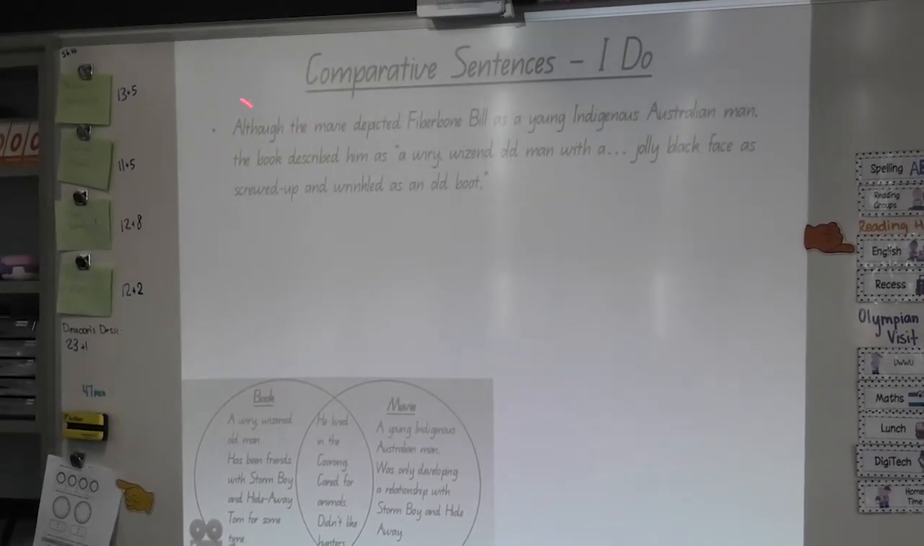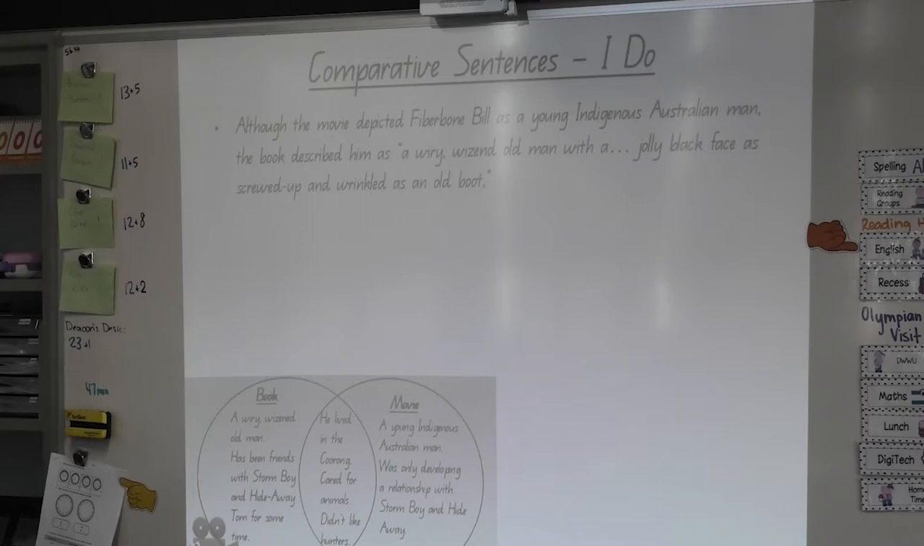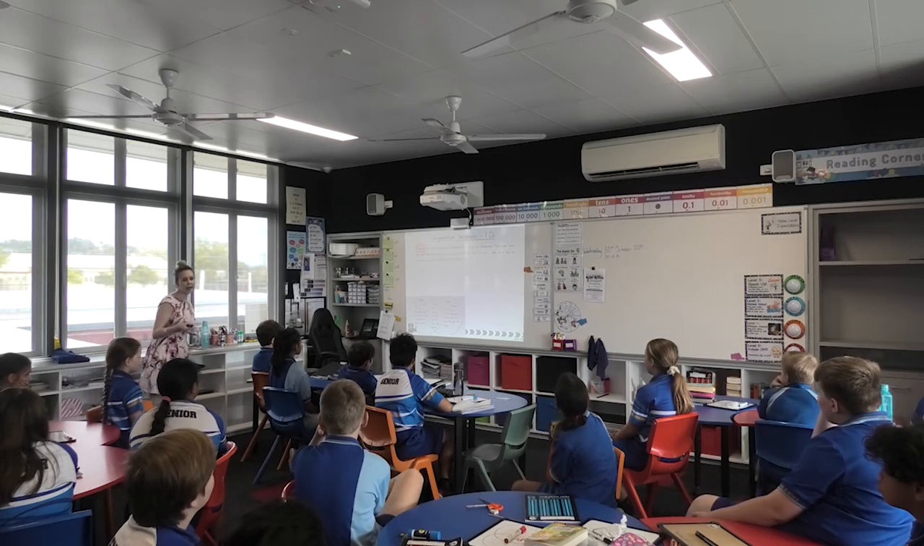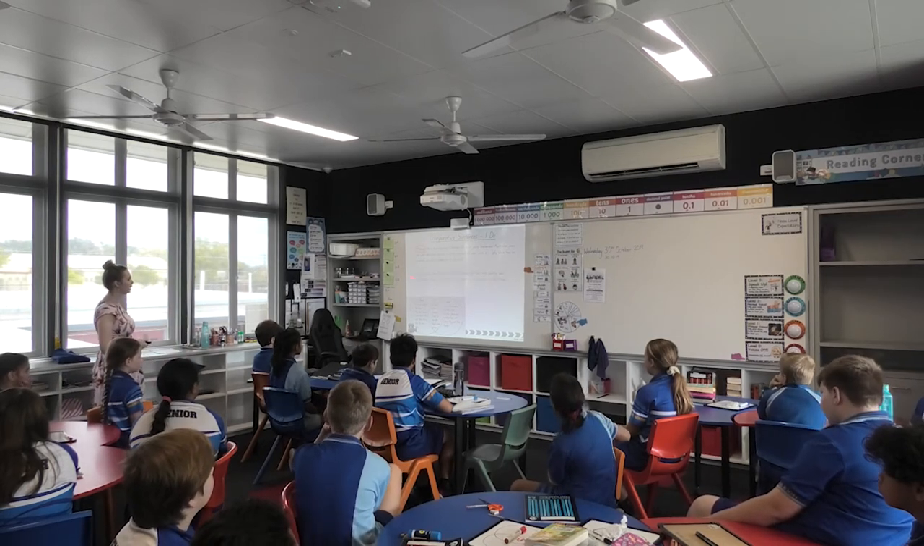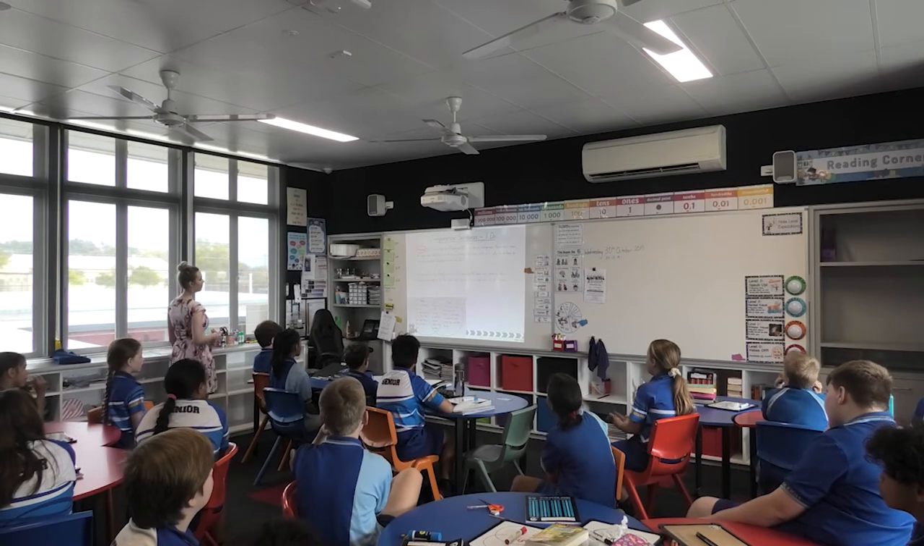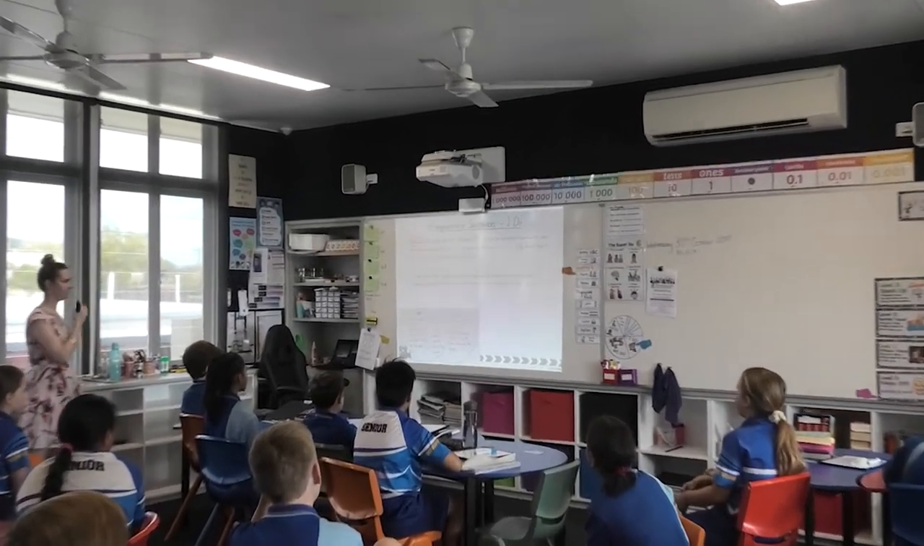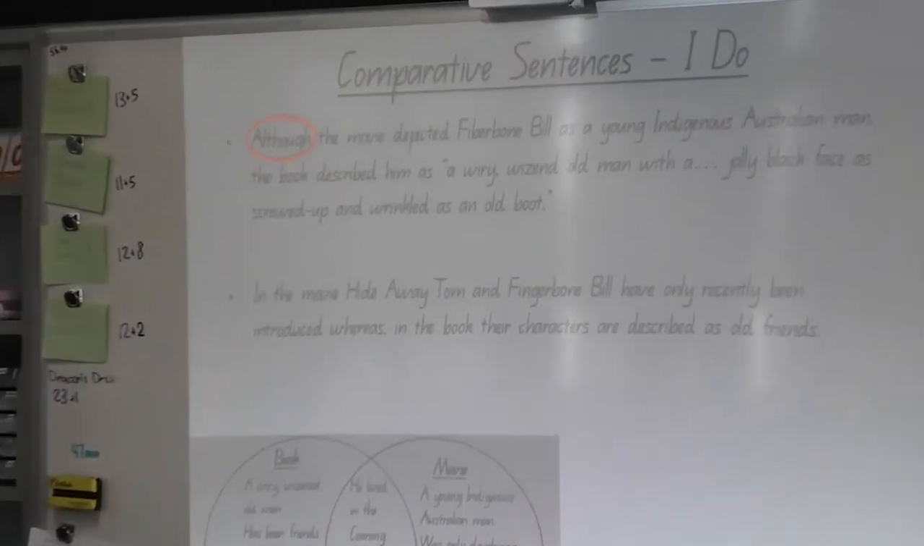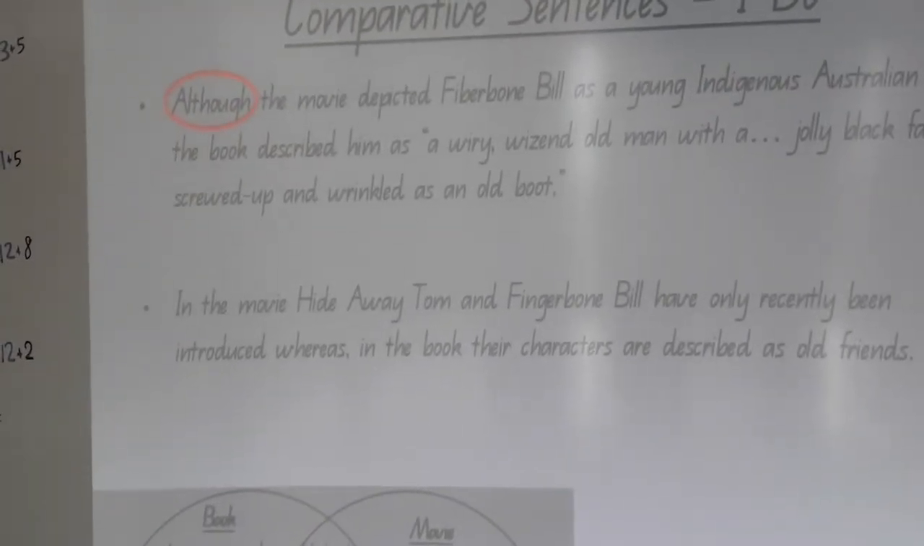Okay, although the movie depicted Fingerbone Bill as a young Indigenous man, the book described him as a wiry, wizened old man with a jolly black face as screwed up and wrinkled as an old boot. You can see that I've used although, my contrasting word. Read me my second one. In the movie, Hideaway Tom and Fingerbone Bill have only recently been introduced, whereas in the book, their characters are described as old friends. Well done.